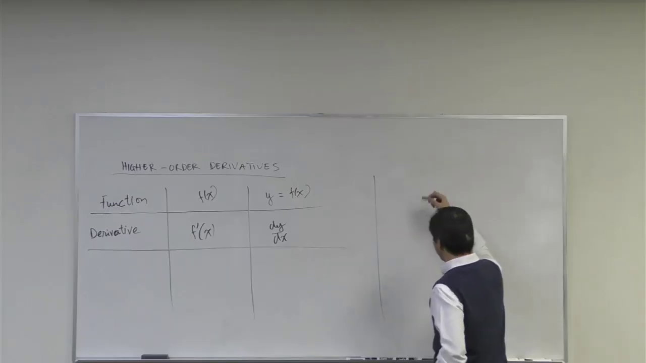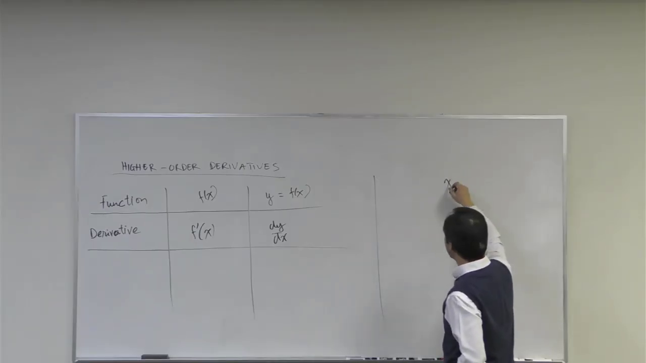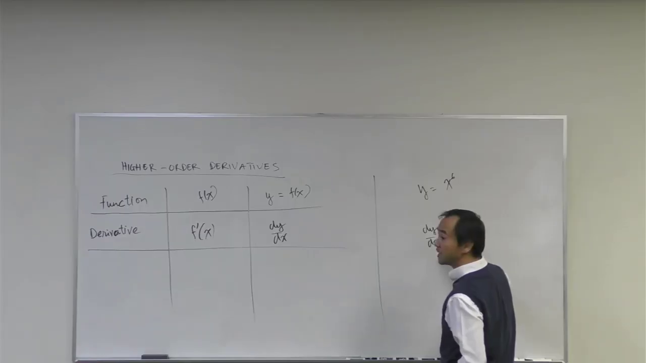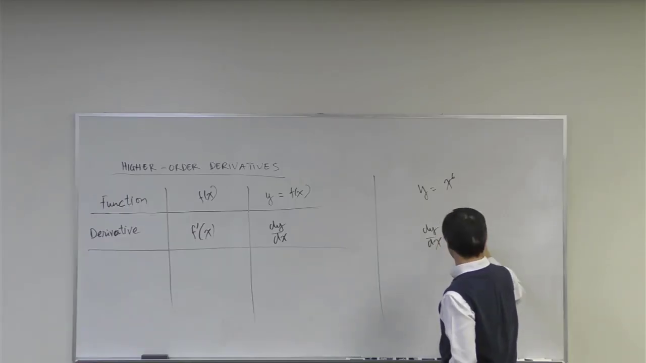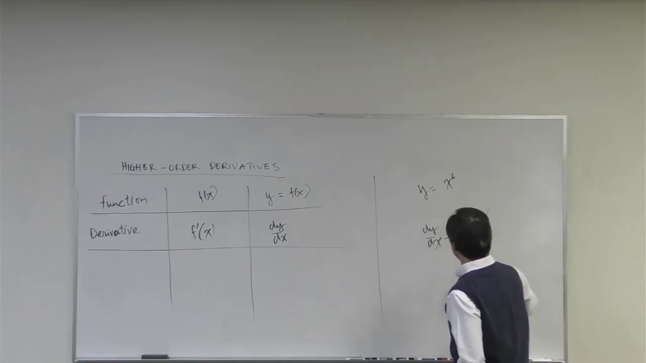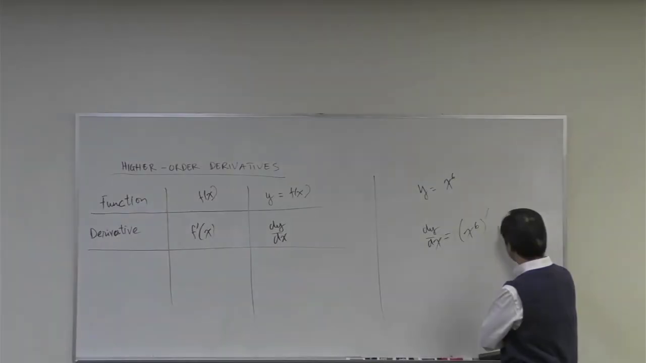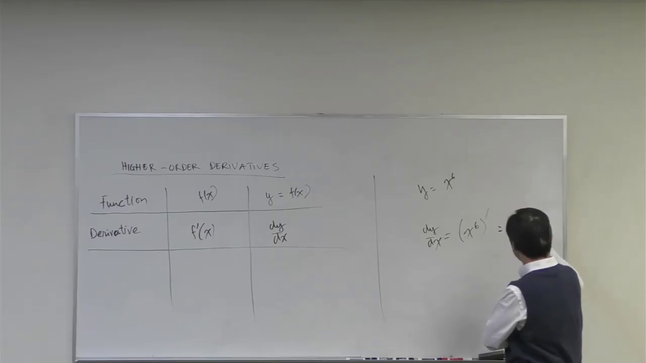Let me go back to a very simple problem. Let's say x to the 6. You've got a function, y equals x to the 6 right here. Now if I'm asking you to find the dy dx, you guys know what to do immediately. It's just x to the 6, take the prime of that, and that's making it 6 x to the 5th power.